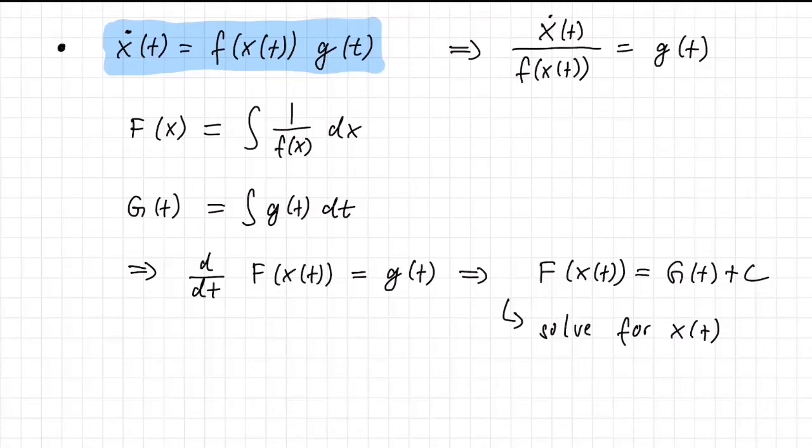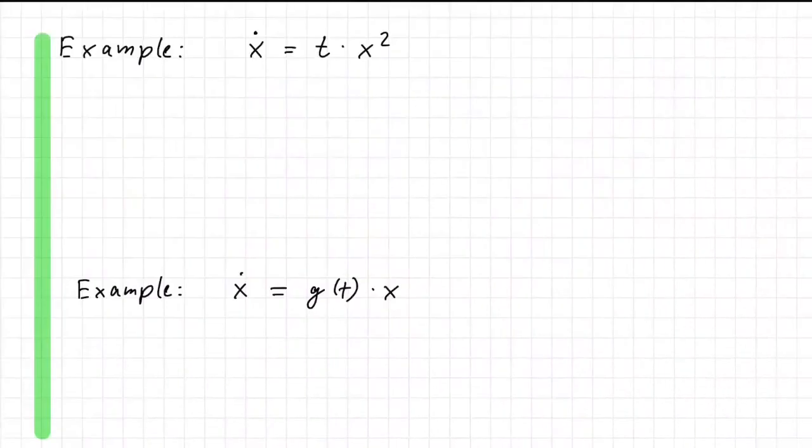Let us again apply this to specific examples. So the first example is here. We have a right-hand side, which is a product of t. So this is what we were defining as g of t before, times x squared, which is what we defined as f of x before. Now, let's apply our trick.